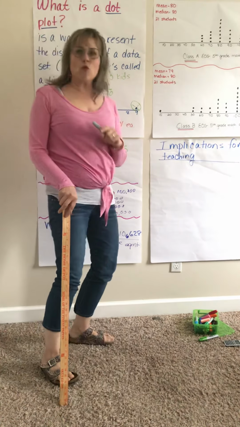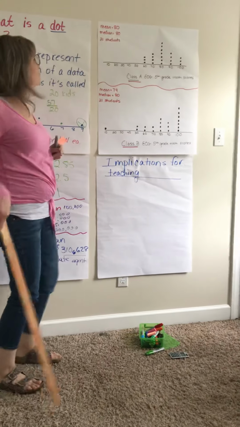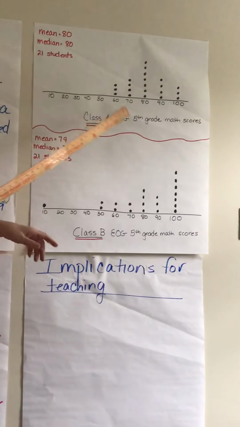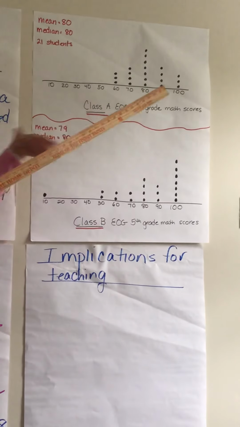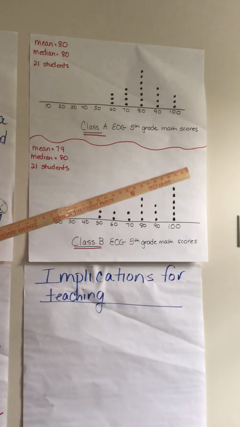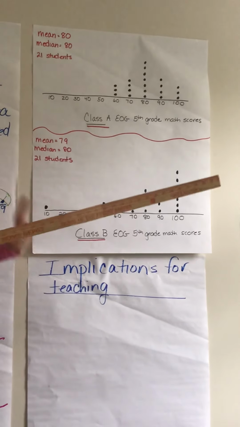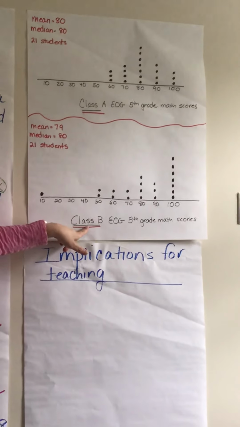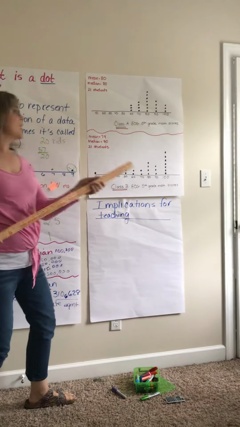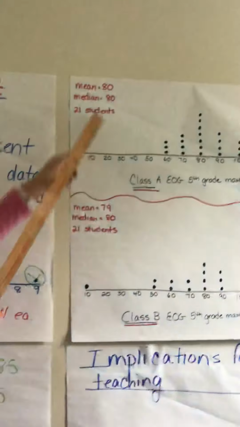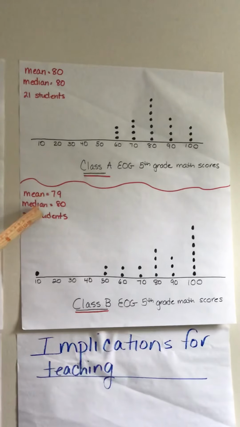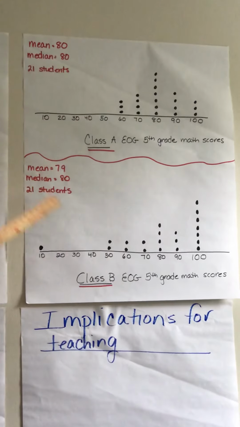So, camera woman, if you can zero in right here, I got 2 classes. I got class A, 5th grade math scores. These are pretend EOG math scores. Usually I'm given percentiles, which is something completely different. We're going to pretend they're percent correct. This is class B. Now, look up here. Y'all love that I still have my little stick here, don't you? I've got my mean at 80. This class has a mean of 79. About the same thing. The median is 80. The median is 80. 21 students, 21 students.